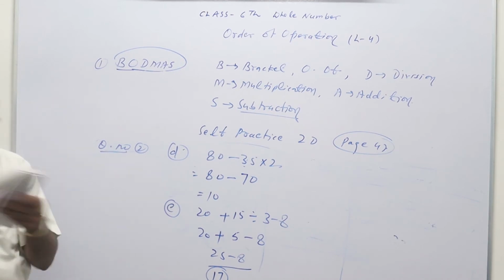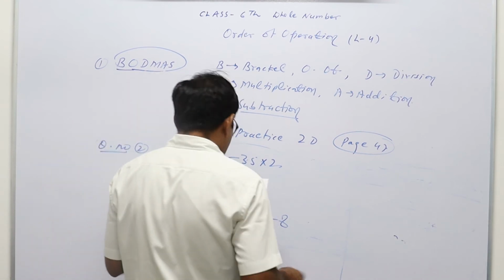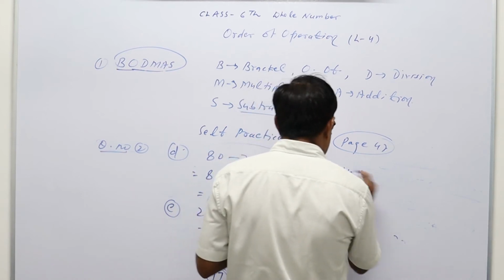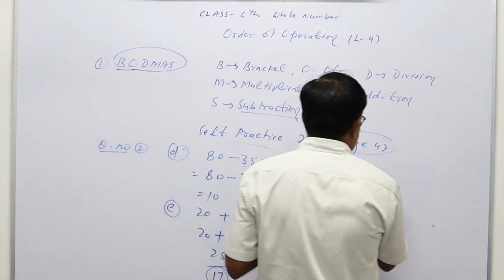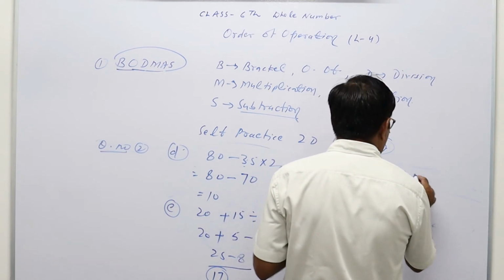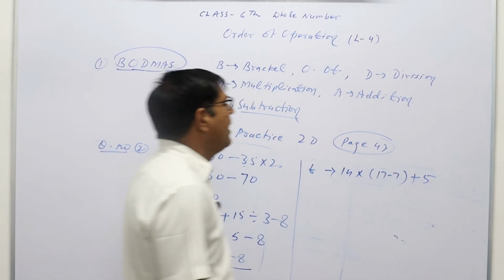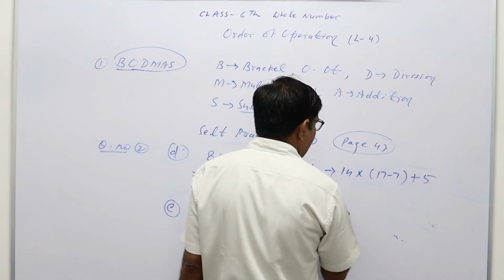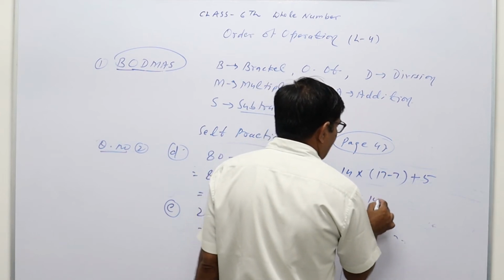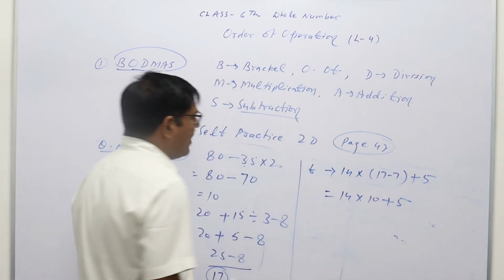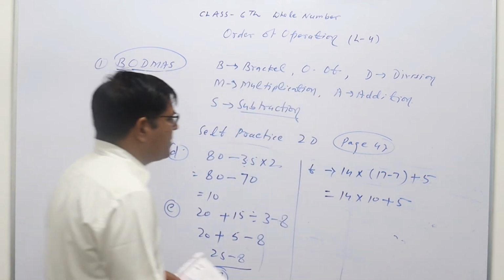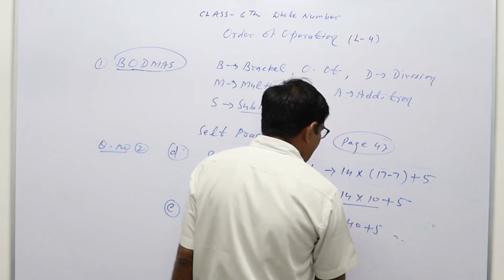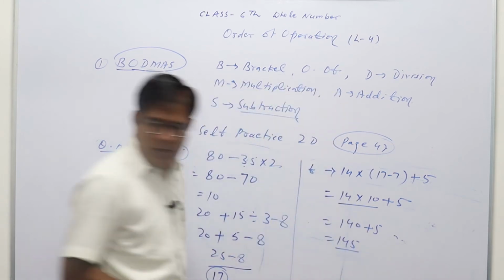Then the next question, F, and the question is 14 multiply by (17 minus 7) plus 5. So first of all we will do the bracket off, because this contains a bracket. So 17 minus 7, 14 into 10 plus 5. Now see, there are two operations, multiplication and addition. So first we will multiply 14 into 10, 140 plus 5. So it will be equal to 145, that is your answer.